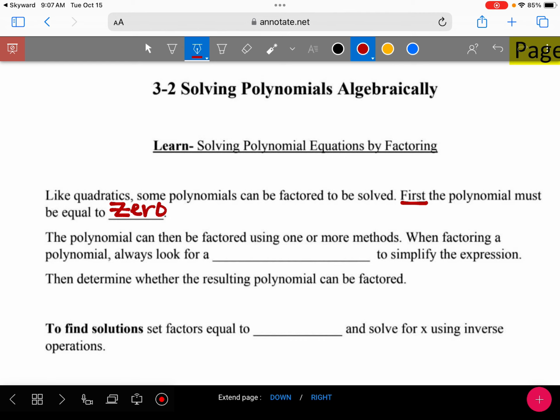The polynomial can be factored using a lot of different methods, and we're going to talk about a lot of different methods over the next 3 or 4 days. But no matter what method we're using, we always start by looking for a greatest common factor. And then after it's completely factored, to find the solution, we set them equal to 0 and solve.